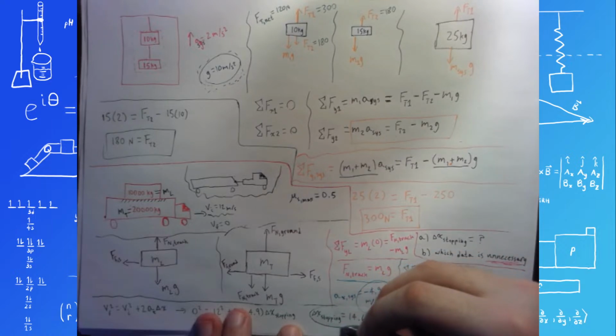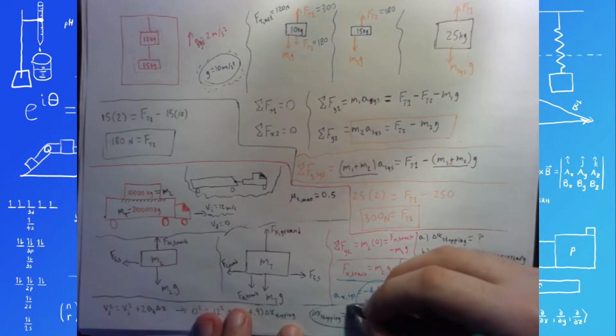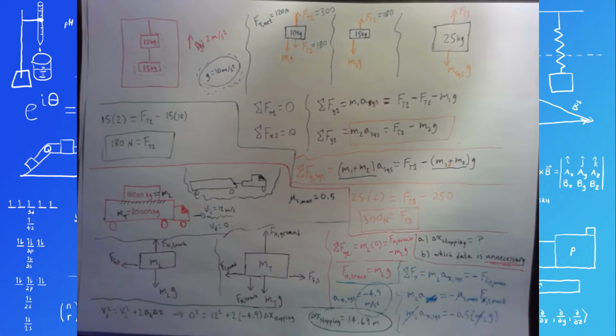Oh, there we go. Now the pen is working. 14.69 meters. If you don't have at least 14.69 meters, that load is going to slip and probably hit the driver. Wait a minute, but then it would have to actually be like a semi-truck. It would have to be from above the driver, right?